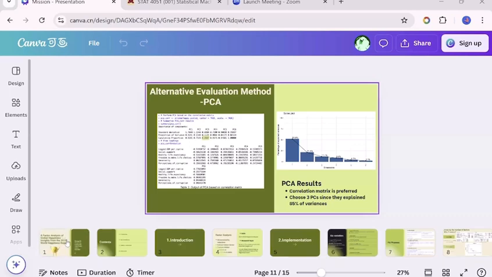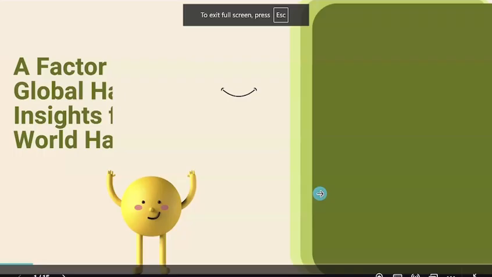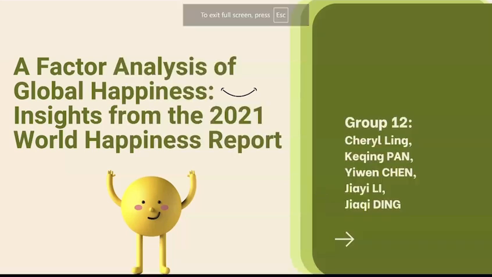Is group 12 ready? Is group 12 ready? Yes. Okay, group 12, you got the floor. You can share your screen now. You got 5 minutes. Okay. Can you guys see my screen right now? Yeah, I can see your screen on factor analysis. Yep. Okay.